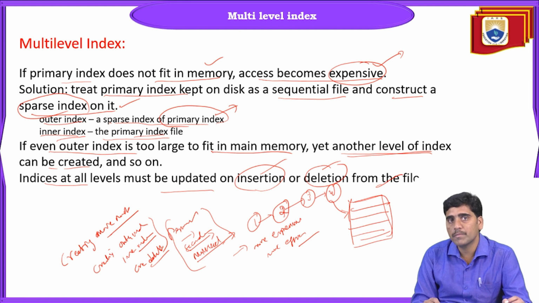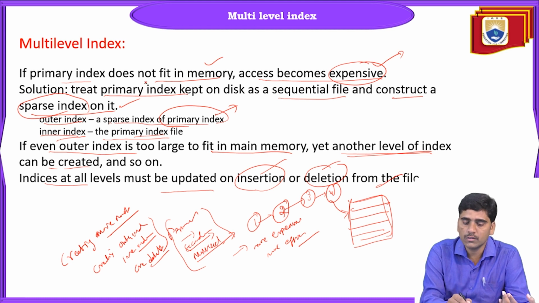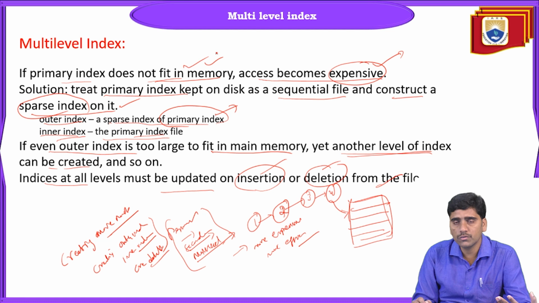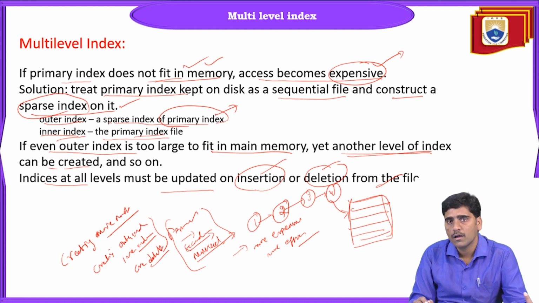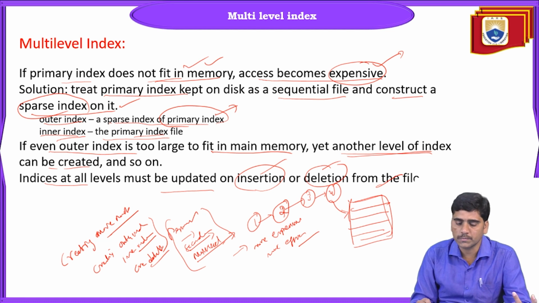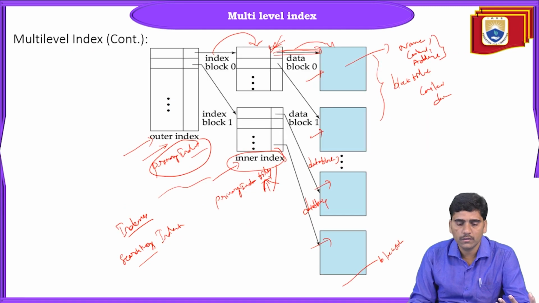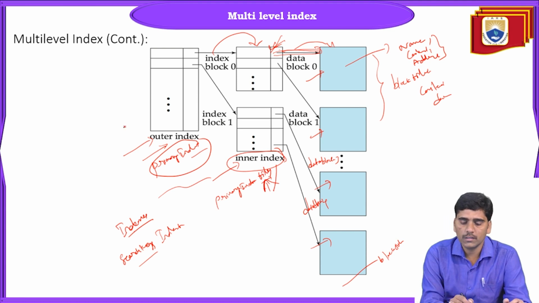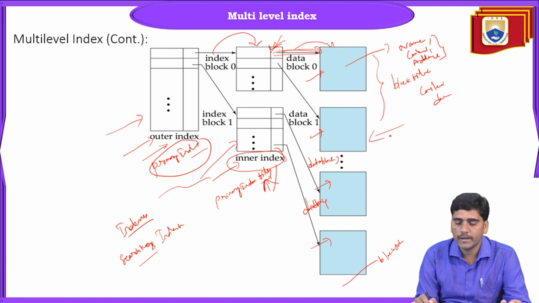But the main purpose of creating a multi-level index is that in any case the primary index does not fit into the main memory, the access becomes more expensive. So at that moment we are going to choose the multi-level index. Here we can see the multi-level index: this is an outer index, this is an inner index, and these are the data blocks.